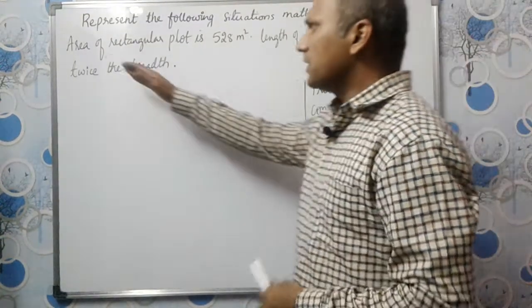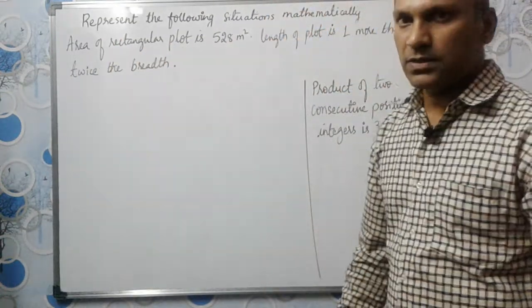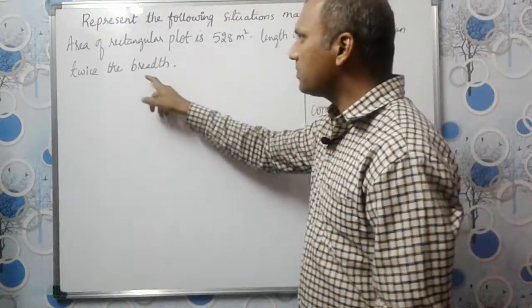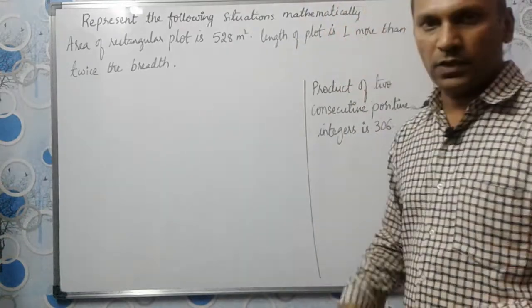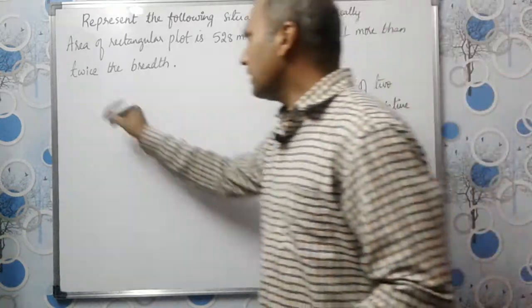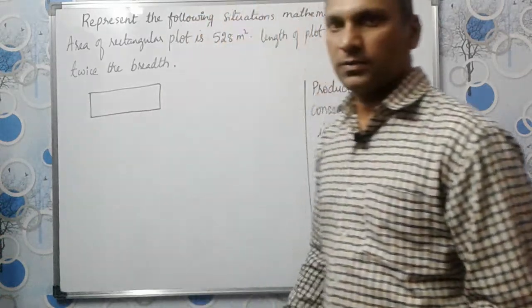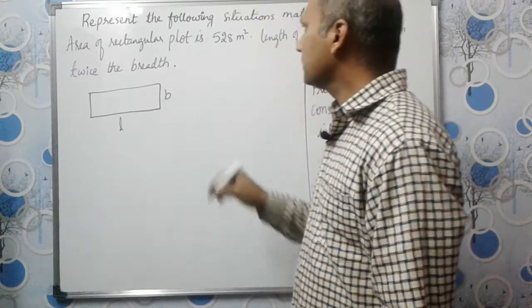So we have another question here. Area of rectangular plot is 528 meters square. Length of the plot is 1 more than twice its breadth, twice the breadth. We need to represent this in quadratic equation form. Okay, so there is a rectangular plot. Let this be the rectangular plot. Okay, so we know that this is length and this will be breadth.